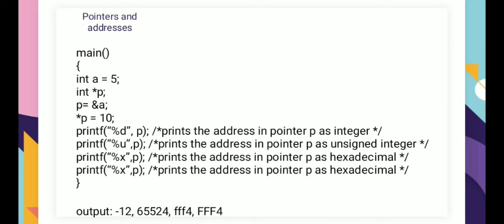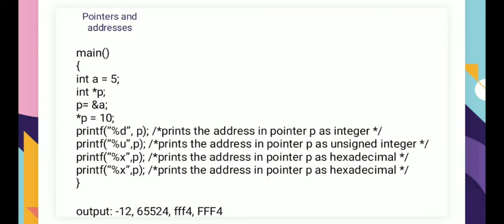Pointers and addresses. This is a sample program of pointers and addresses. It prints the address in pointer p as an integer and so on. The output for this program is -12, 65,524, FFF4, FFF4. The first answer is a negative value because the range of pointers is from 0 to 65,536, right?